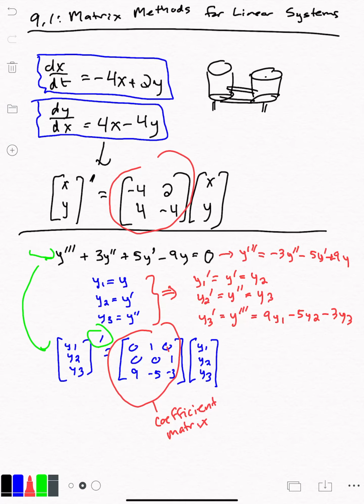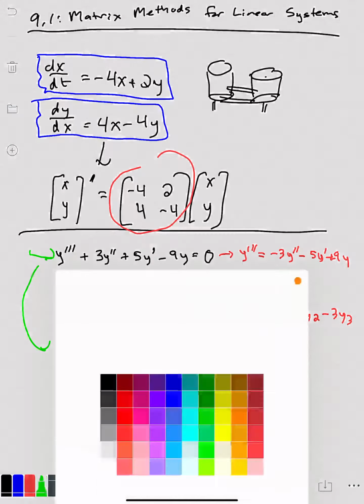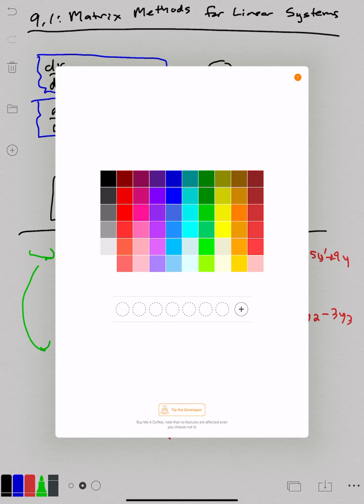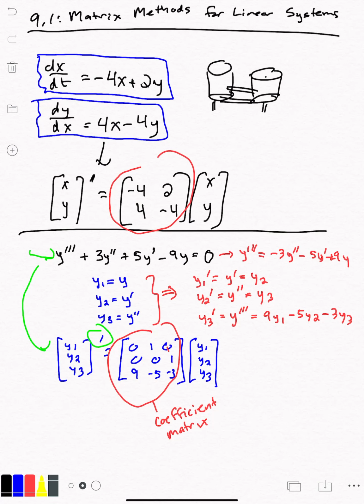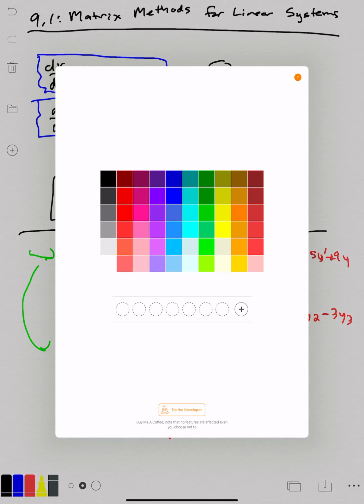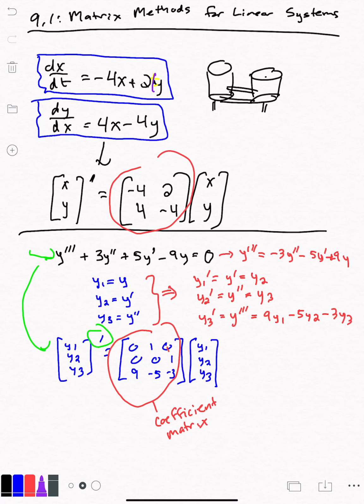For example, if this up here had been a 2ty, that's a really bad color, so I apologize. Maybe this would be better. If this had been a 2ty, you'd have a 2t in the matrix, and there's nothing wrong with that. There are still ways to solve it, but for our class, we will not be dealing with that. We will only be dealing with coefficient matrices that are all going to be constants, for us at least.